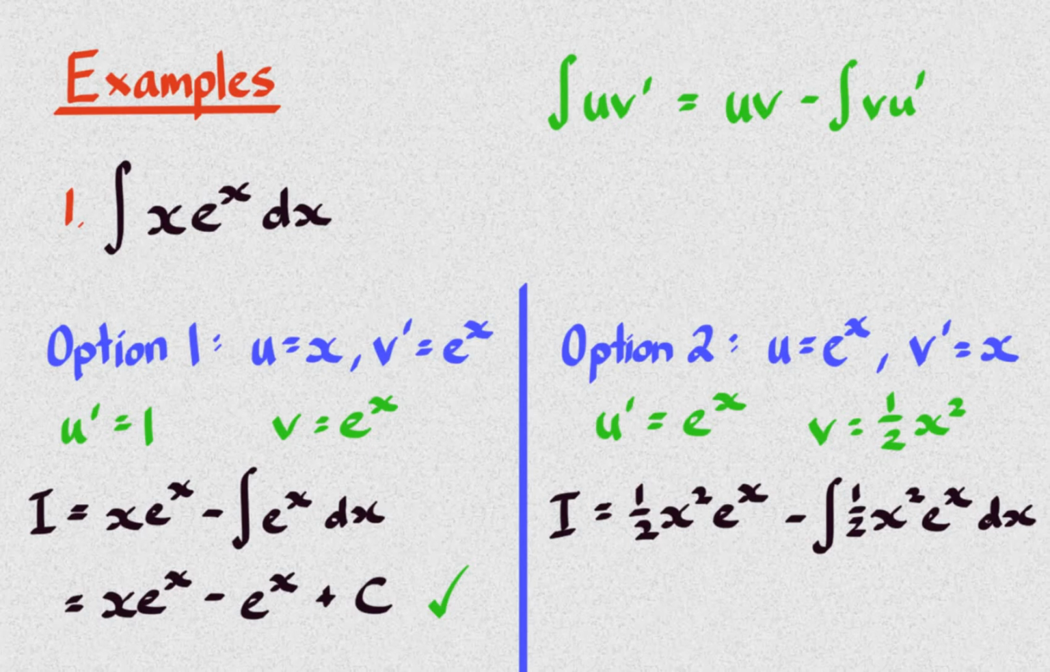But how do we always know what is the best choice? Before we get on to talking about a handy little guide to choosing our u and our v dash, I would just encourage you to look at this answer that we got here over on the left and differentiate that and check that you do in fact go back to this function, x times e to the x. So just a little challenge for you now if you want to pause the video and go and differentiate our answer.